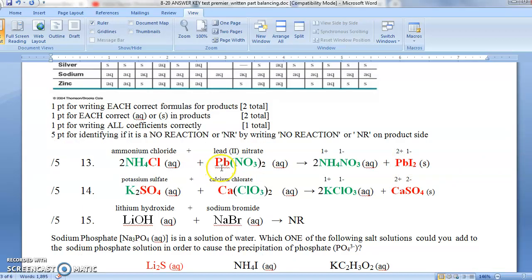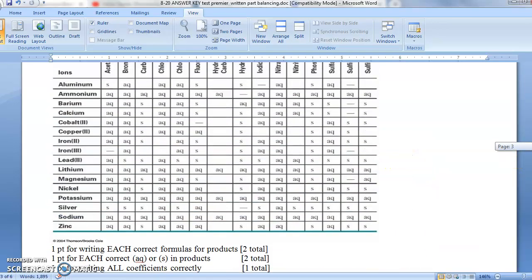But what about the next product? The lead 2 plus ions are going to bump into the I minuses in solution. They're going to bump into each other. The lead is 2 plus. The iodide is 1 minus. Crisscross. PbI2. What's going to happen here?